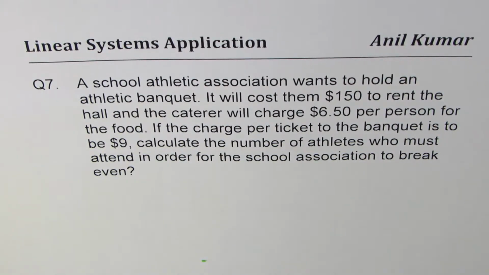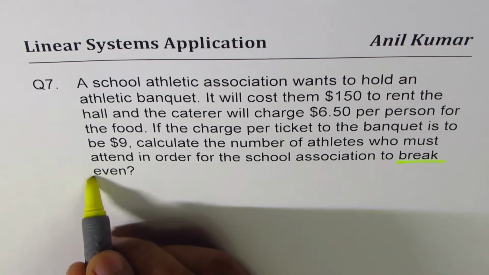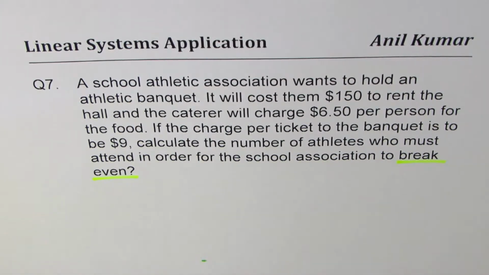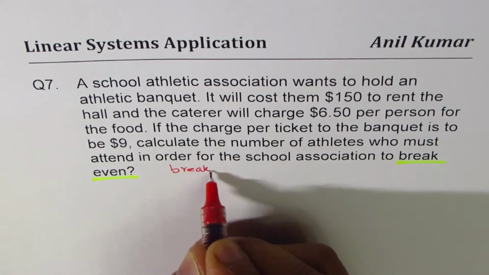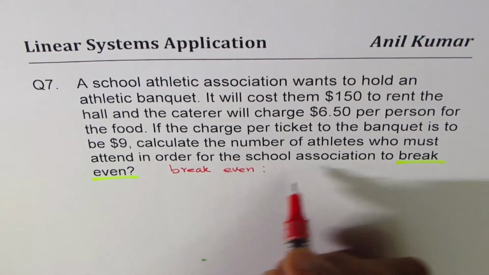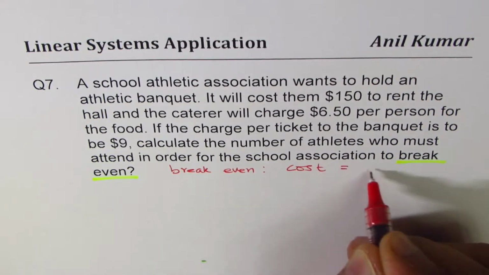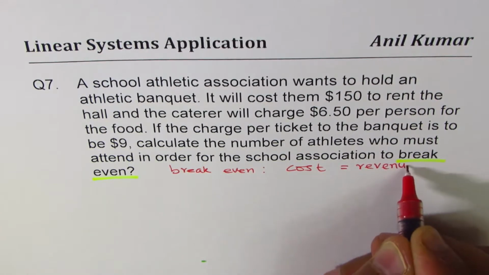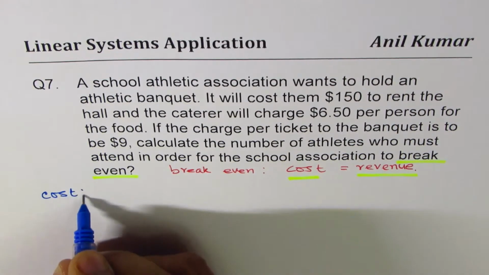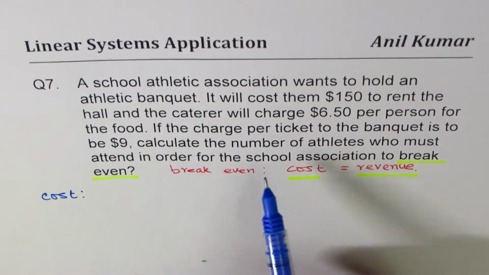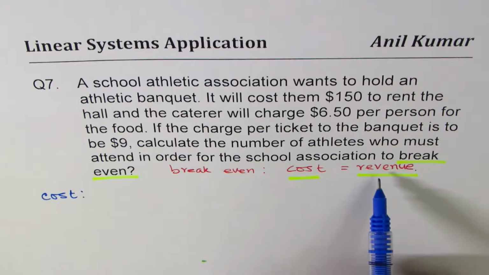So let's understand a few terms here. One of them is break even, right? Now, what is break even point? Break even really means that, let me write down. Even means equal, right? Break even means cost is equal to revenue. That is what break even is, right? So that gives us two more terms. We have to now find what is cost and what is revenue. So let's talk about that also. What is cost? So cost of an event is whatever you pay, and revenue is what you generate.